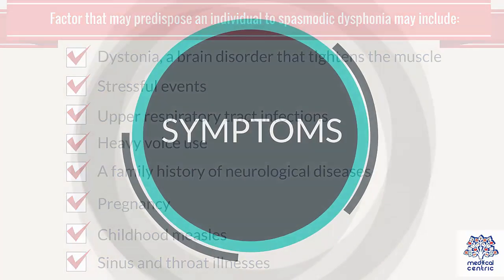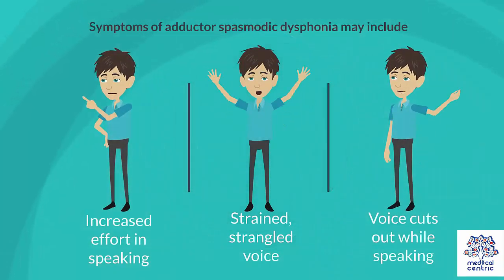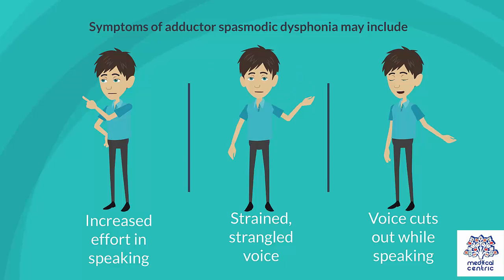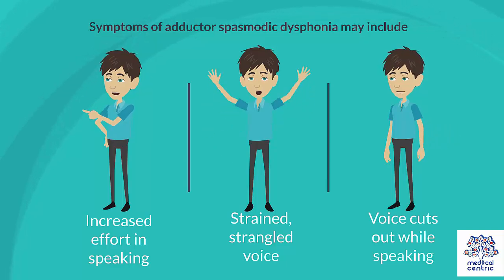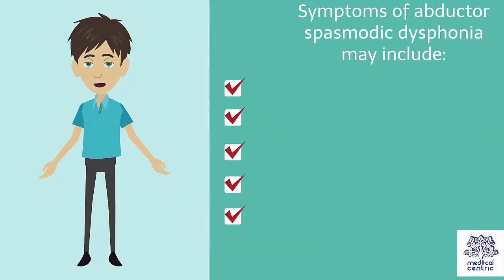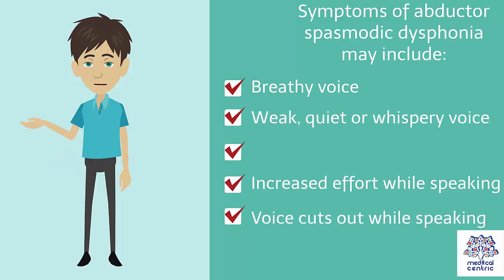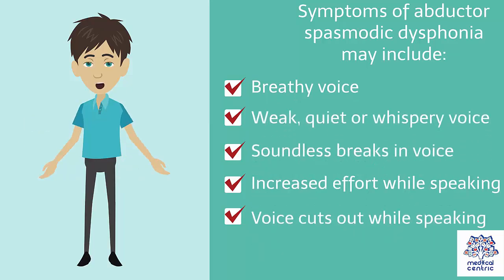Symptoms. Symptoms of adductor spasmodic dysphonia may include increased effort in speaking, strained, strangled voice. Voice cuts out while speaking. Symptoms of abductor spasmodic dysphonia may include breathy voice, weak, quiet, or whispery voice, soundless breaks in voice, increased effort while speaking, voice cuts out while speaking.